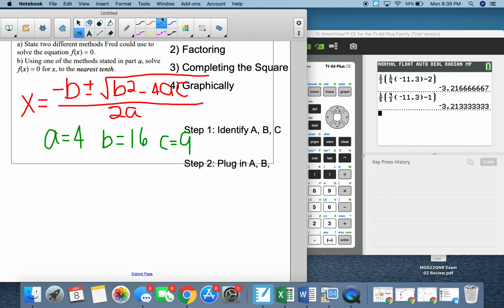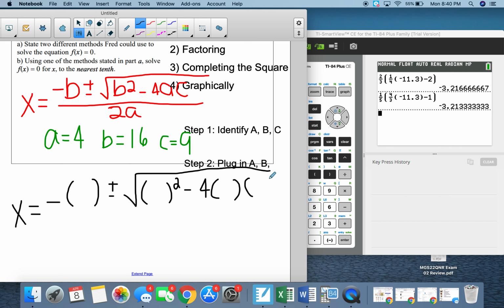All right, so x equals negative b, and instead of b, we're putting parentheses, plus or minus the square root of b squared, and instead of b, we're putting parentheses, minus 4a, and instead of a, we're putting parentheses, c, and instead of c, we're putting parentheses, all over 2 times a.